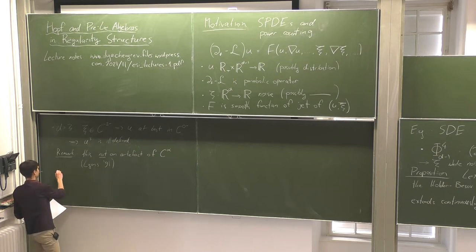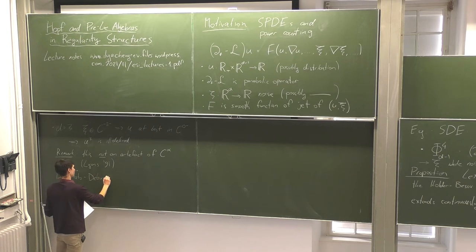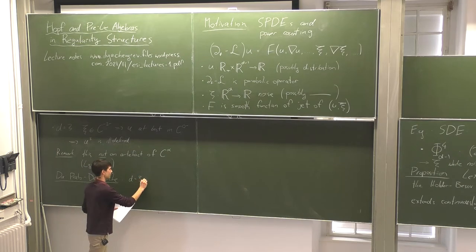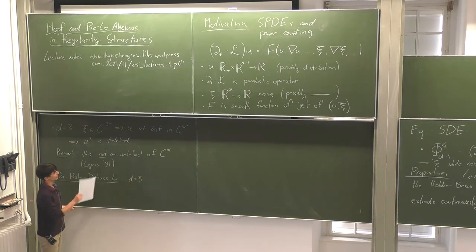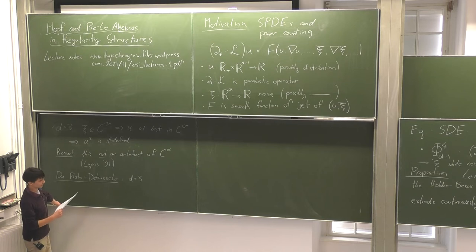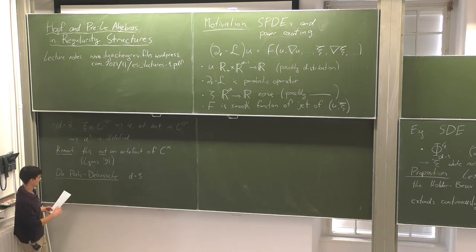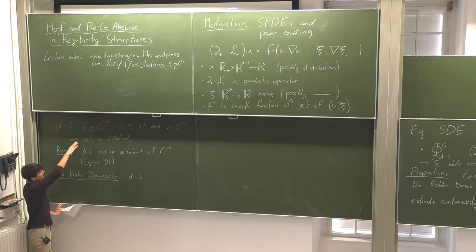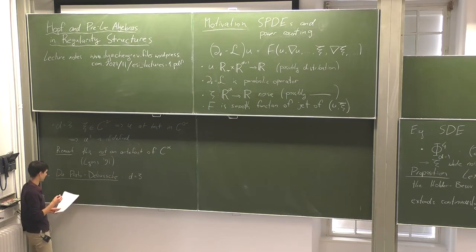This is what I'm going to call the da Prato–Debussche method, and this is for d equal to 3. This is actually true for dimensions 3 and larger: the cube will always be ill-defined. So we can try to do something a little bit different. The idea of da Prato and Debussche, in order to build a kind of robust solution theory for the dynamical phi 4 model in dimension 3, was to basically consider.